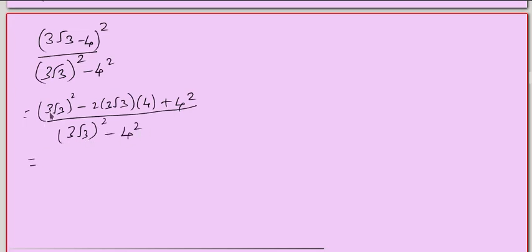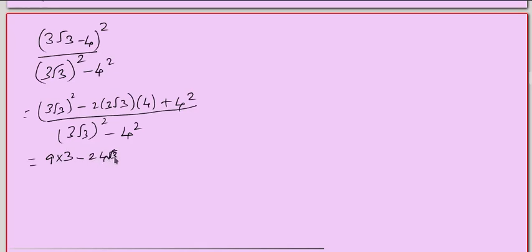Okay, so what we have? 3 root 3 the whole square, that is 3 square is 9, into root 3 the whole square becomes 3. Root 3 square, root and square will get cancelled, we get only 3. Minus, these all are in multiplication, so we can multiply the whole numbers. 2 3s are 6, 6 4s are 24. 24 root 3. So root we have to keep as it is.